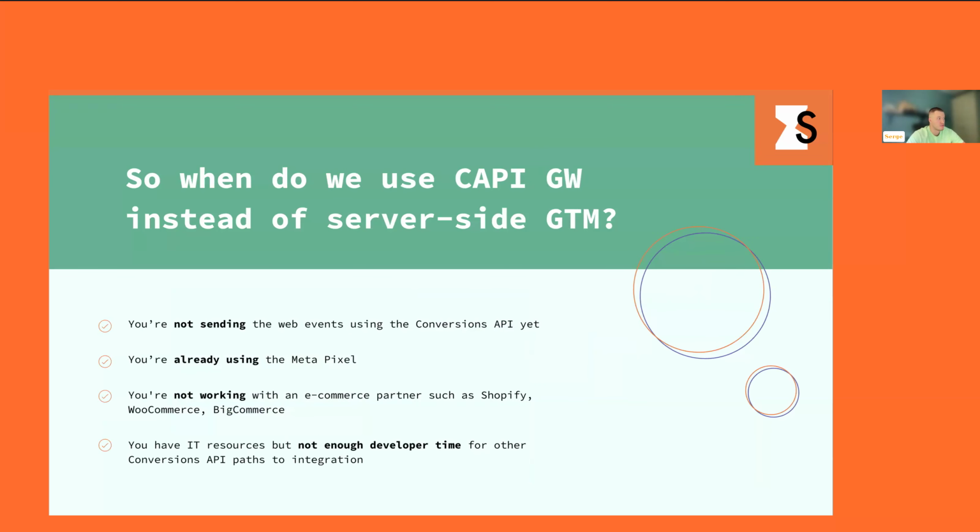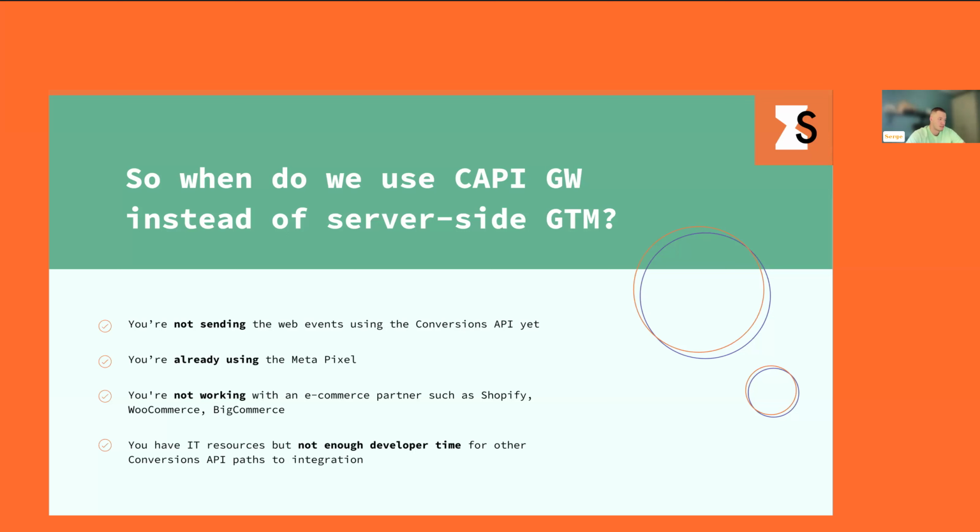So when do we use Conversion API Gateway instead of server-side GTM? As you might have noticed during the presentation, Conversion API Gateway is a far easier way to actually set up Conversion API. So in case you're not sending the web events using the Conversion API yet, definitely try Conversion API Gateway. If you're already using the Metapixel, nothing is stopping you from trying the Conversion API Gateway to see what the results will be.